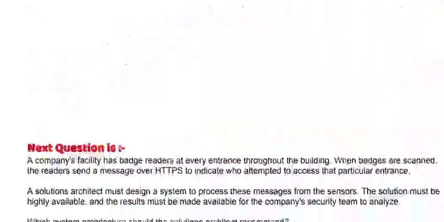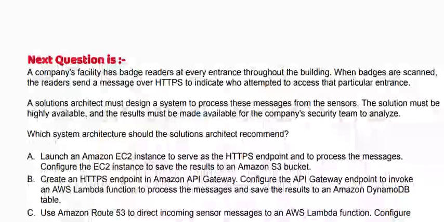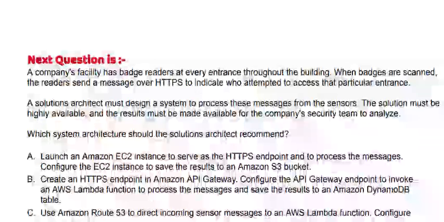Next question is, a company's facility has badge readers at every entrance throughout the building. When badges are scanned, the reader sends a message over HTTPS to indicate who attempted to access that particular entrance. A solutions architect must design a system to process these messages from the sensors. The solution must be highly available and the results must be made available for the company's security team to analyze. Which system architecture should the solutions architect recommend?